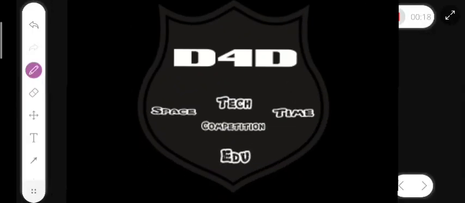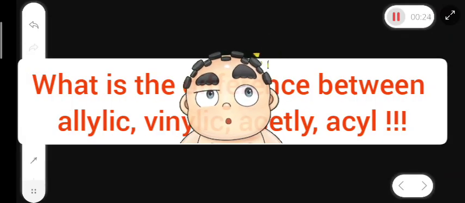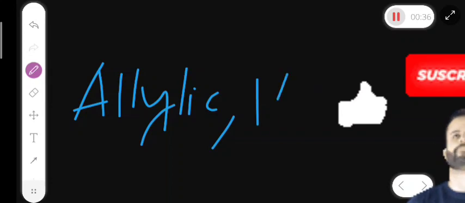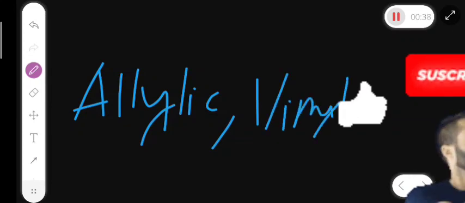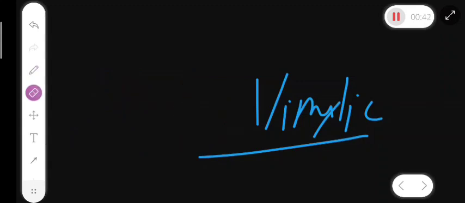So most often allylic, vinylic, amide, etc. terms confuse us, right? So it's high time we get to know these terms well, and let's remove the confusion and know one by one about each of them. For example, allylic, then vinylic. So what is the difference between these two terms? You'll get to know about it.